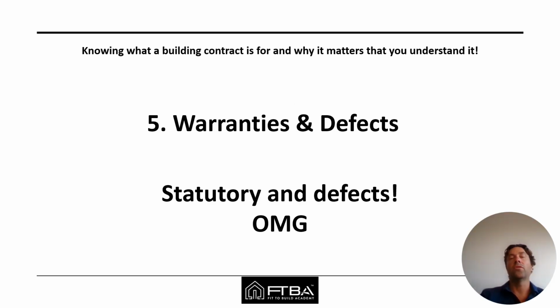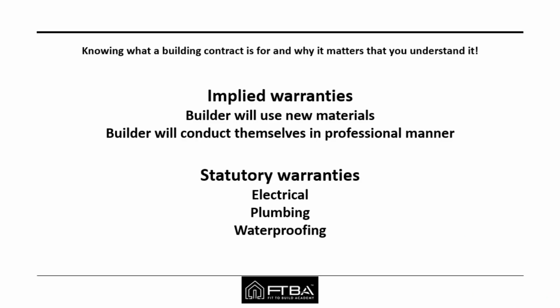The contract should also include information about warranties on workmanship and materials. There are implied warranties written pretty much into every contract, such as the builder confirms that he will use new materials unless otherwise nominated, that he will undertake the works in a professional manner, etc., etc. These are normally nominated in the contract or required under legislation.